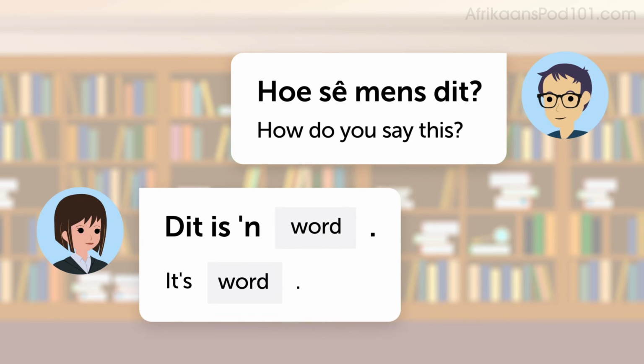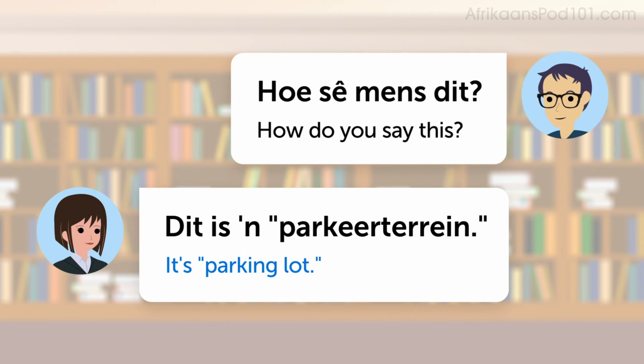The pattern is Dit is 'n word. It's word. For example, it's parking lot. Dit is 'n parkeerterrein.